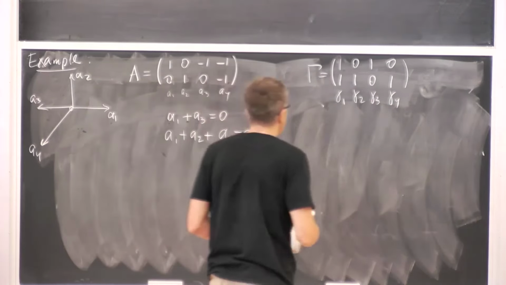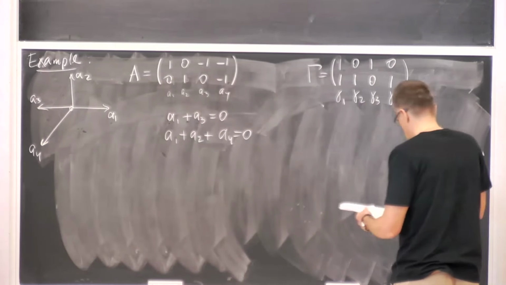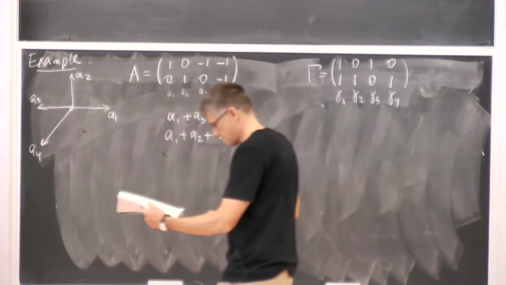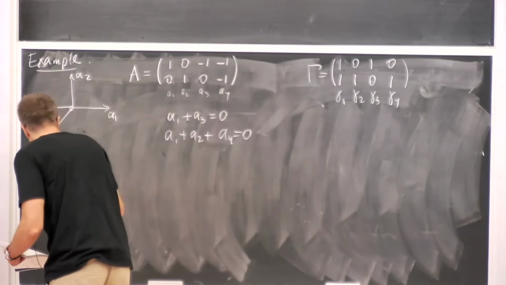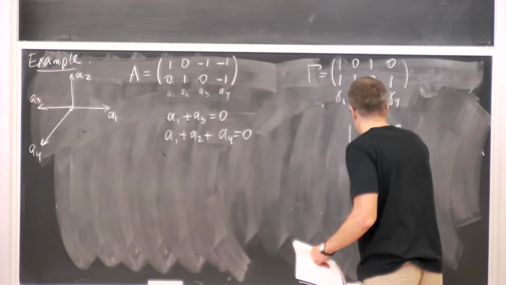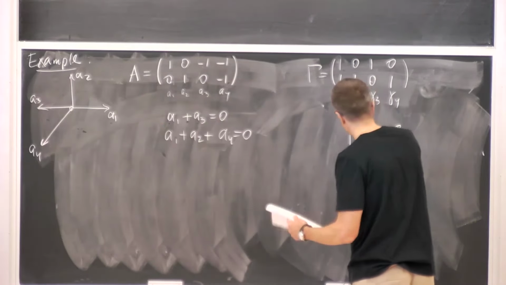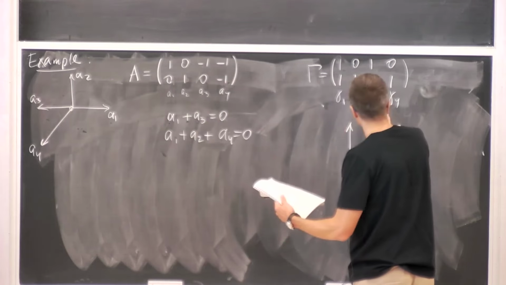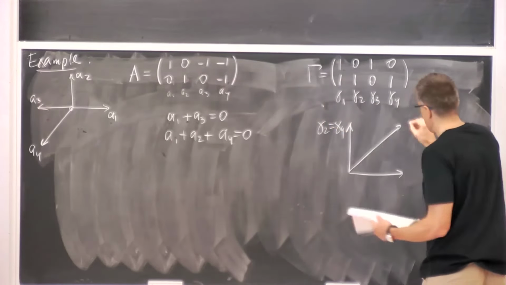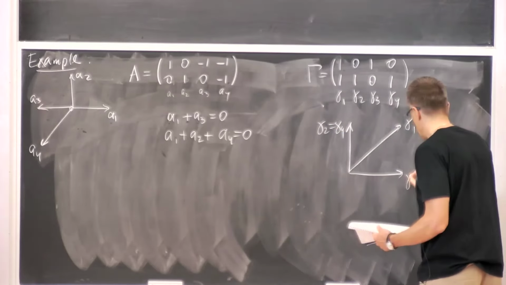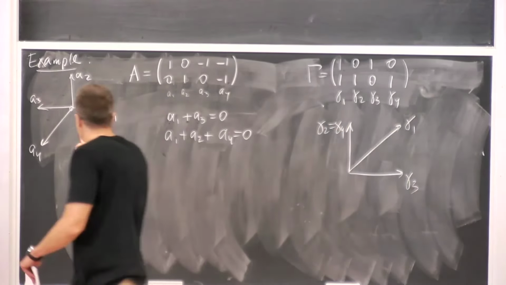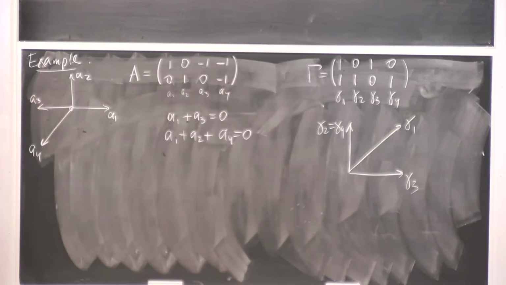So on the picture, here you have something like this. Here you have two coinciding vectors, gamma 2 equals gamma 4, and then gamma 1, and then gamma 3. And now, this is the geometric information.